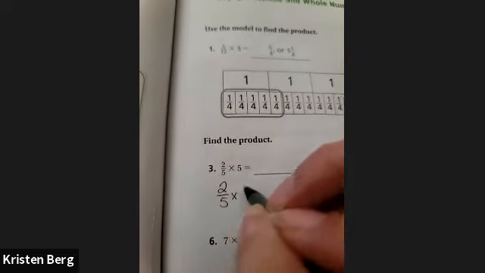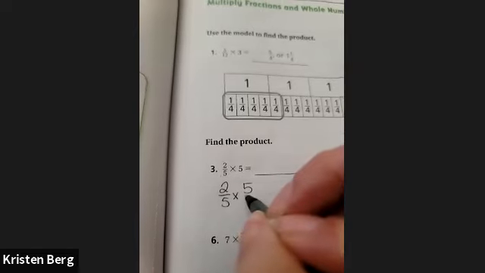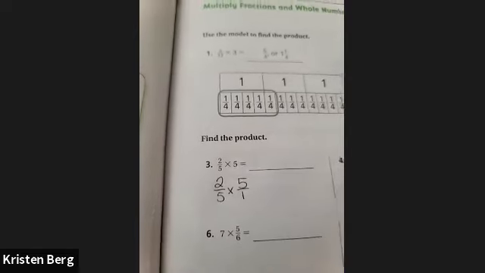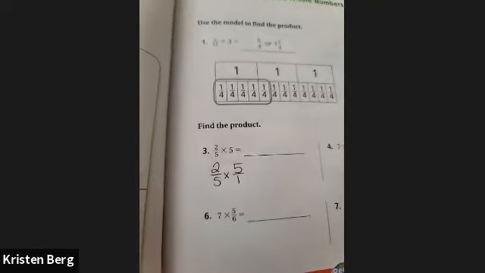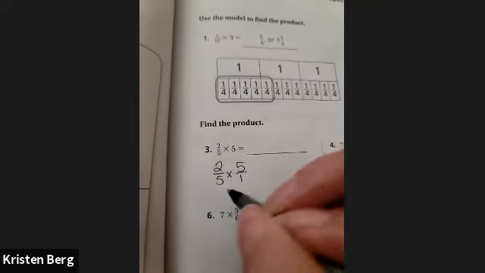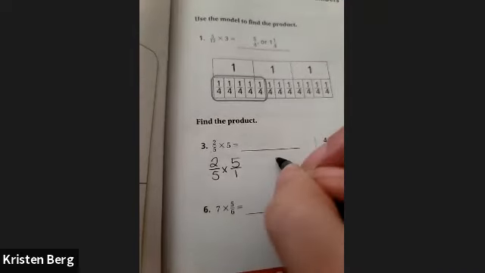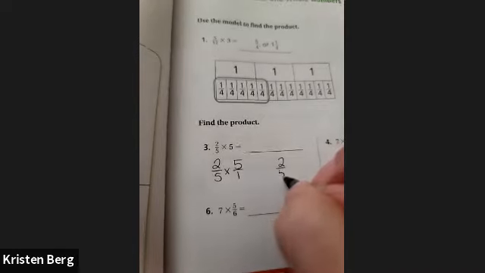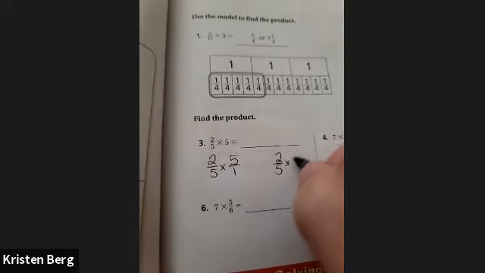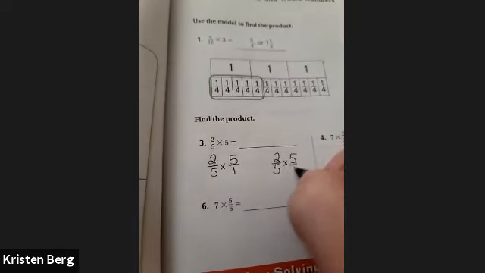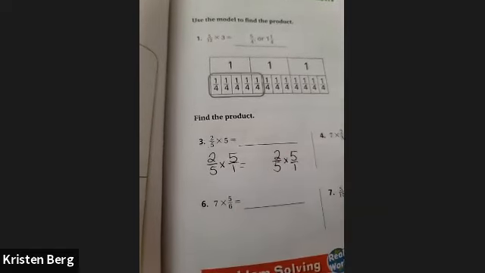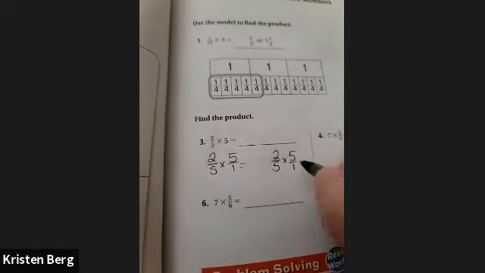2/5 times 5 over 1. You can choose to do whatever way you would like. Again, I'm going to show you both methods. One would be simply going across and the other is cross canceling, but just pick one way.